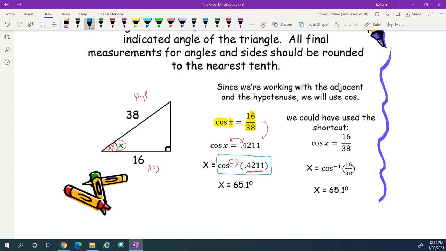When we're doing our work, the reason for it is because we swapped the angle with the decimal, with the ratio. And we're telling the calculator that we did that. So inverse cosine, 0.4211, and we get back our angle of 65.1 degrees. So again, 16 divided by 38 in my calculator, and I just wrote down the 4 digits so that I could type them right back in.